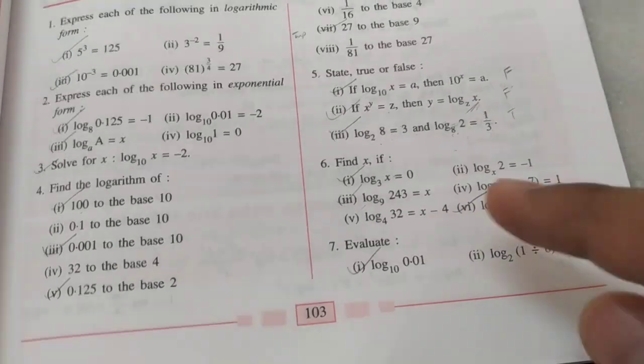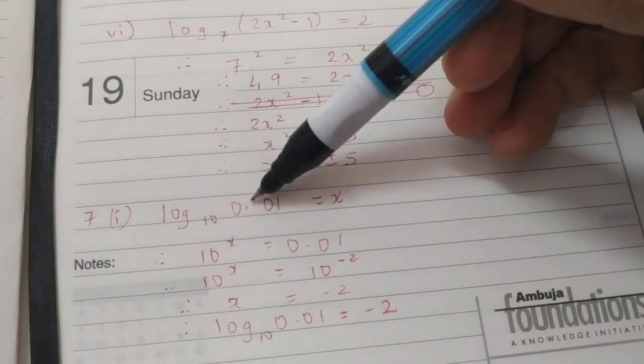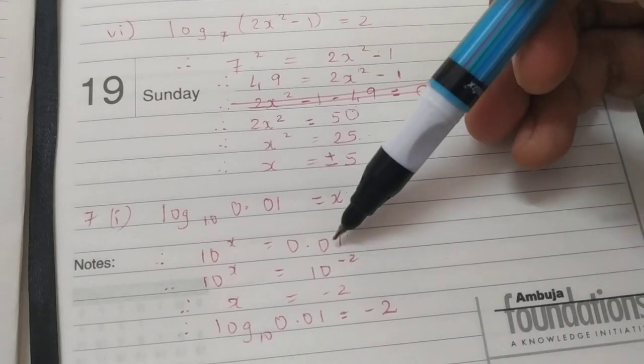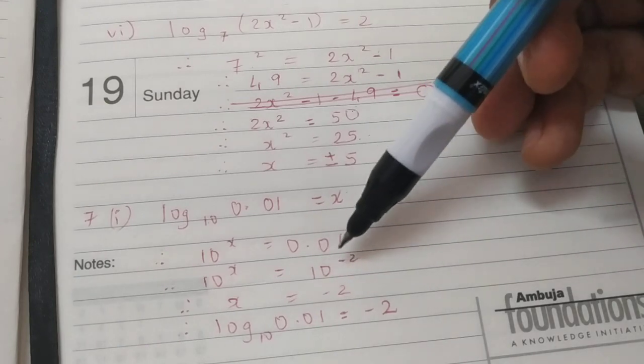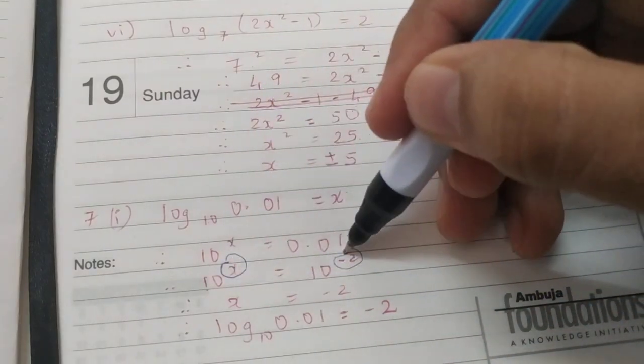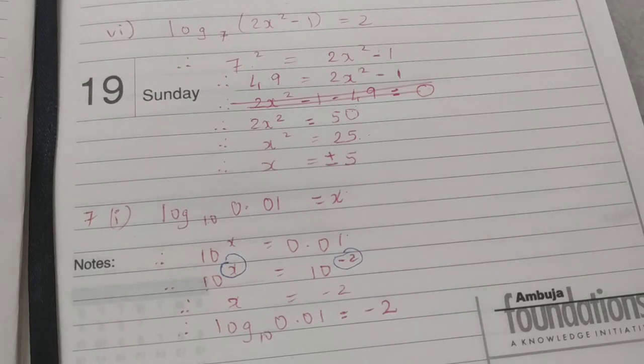Now evaluate means we have to find the value of this. So we'll let it be x. So that 10 raised to x is equal to 0.01, which is 1 upon 100, which is 1 upon 10 raised to 2, and that is 10 raised to minus 2. Bases are same, so the powers are same. So the final answer is minus 2. With more practice, you'll actually start remembering the answers.